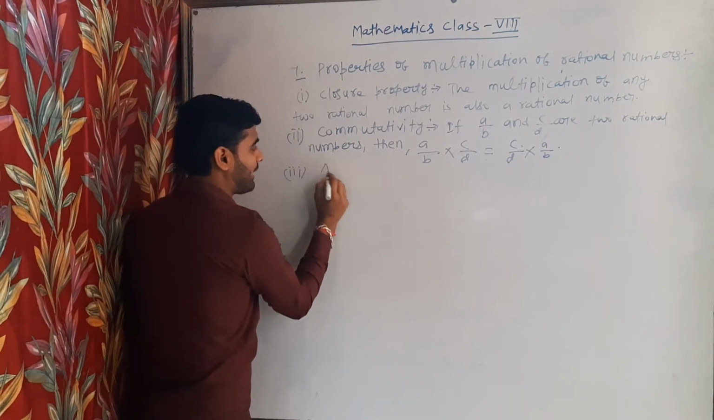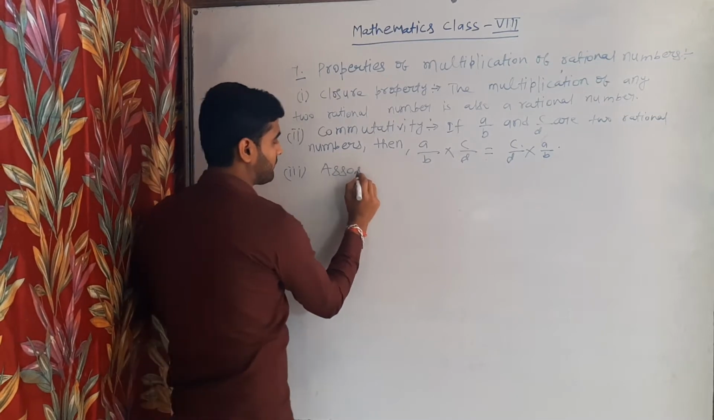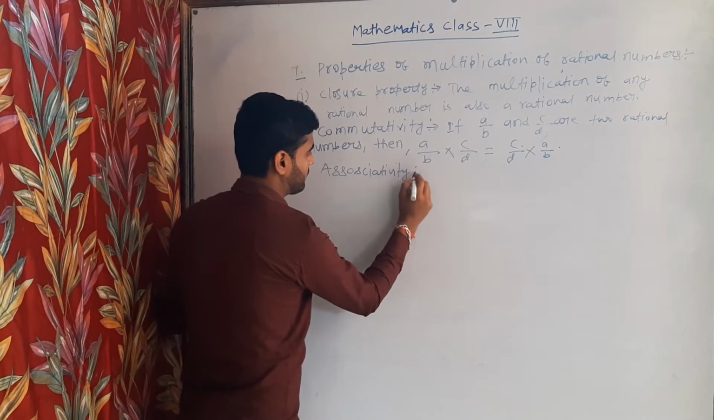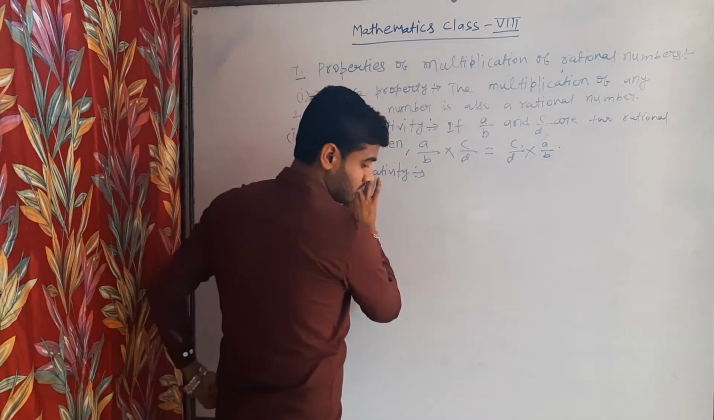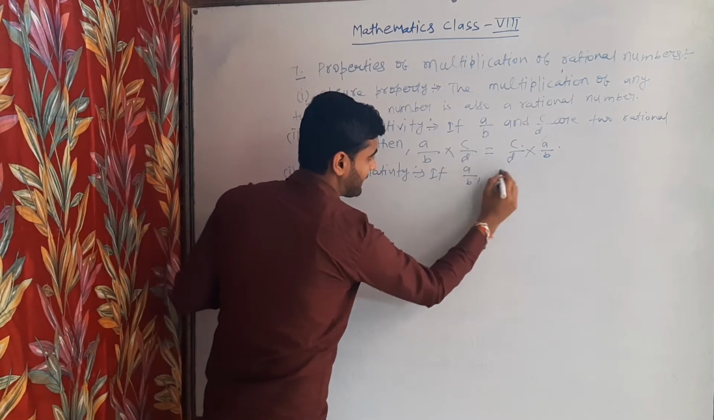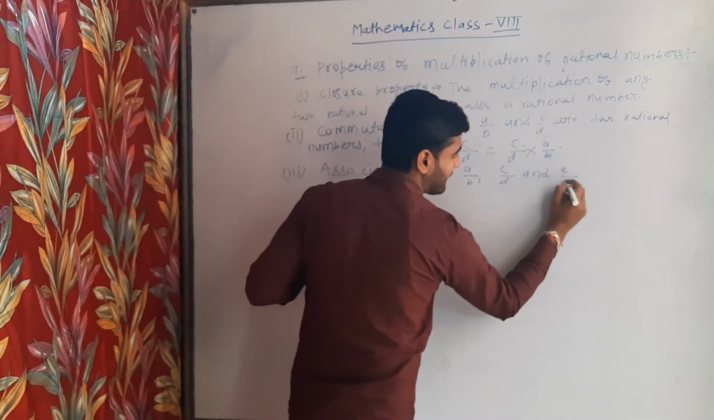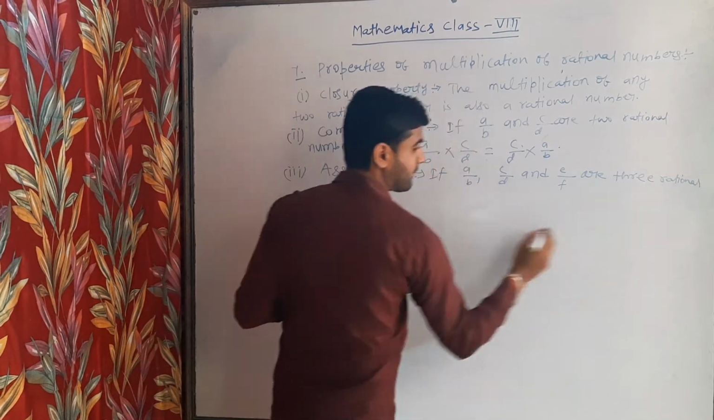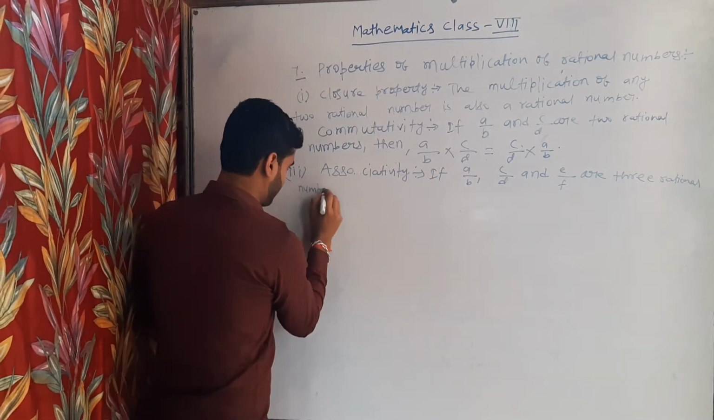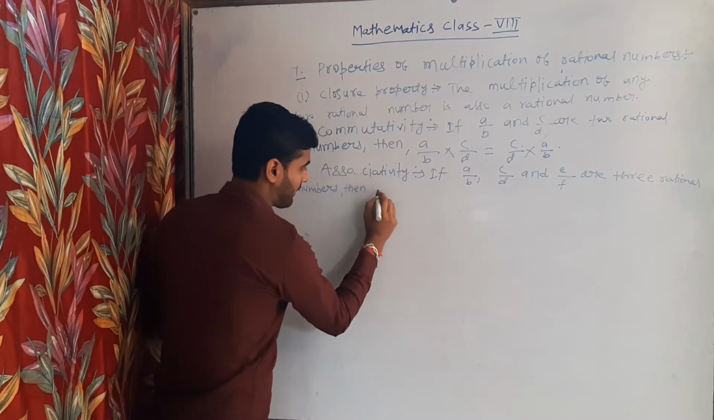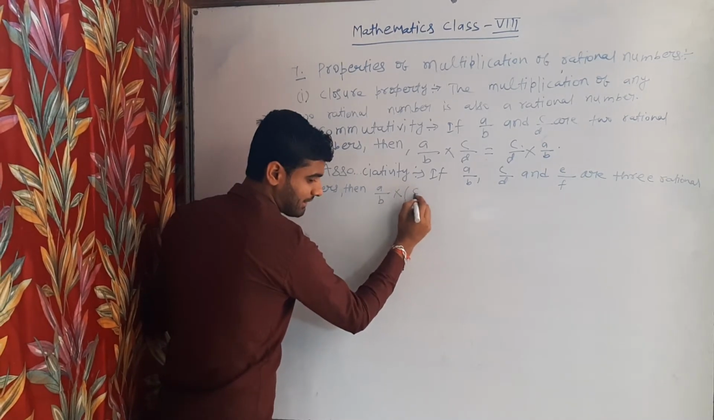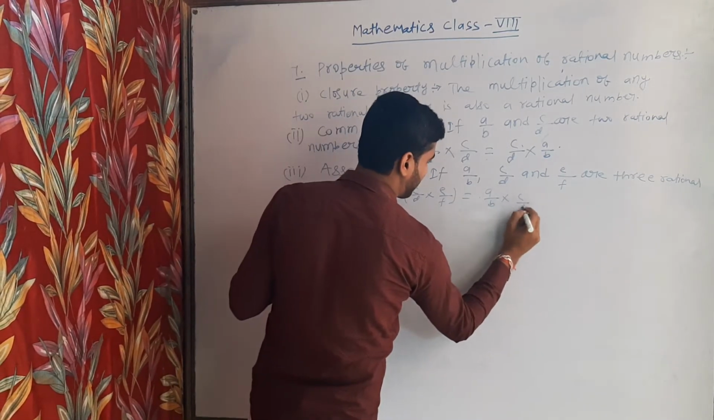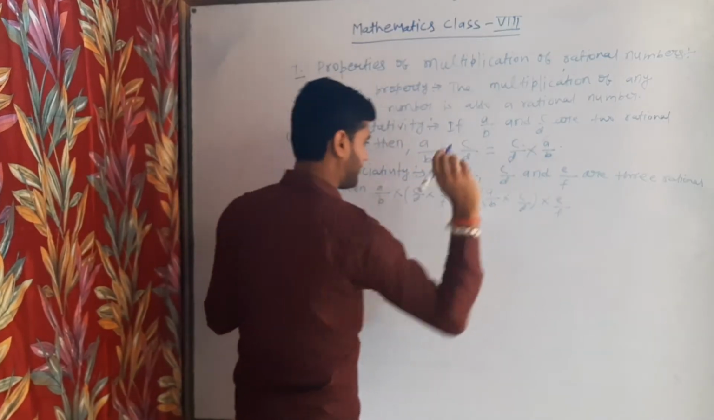Third, associativity. If a by b, c by d and e by f are three rational numbers, then a by b multiply c by d, multiply e by f, is equal to a by b multiply c by d multiply e by f.